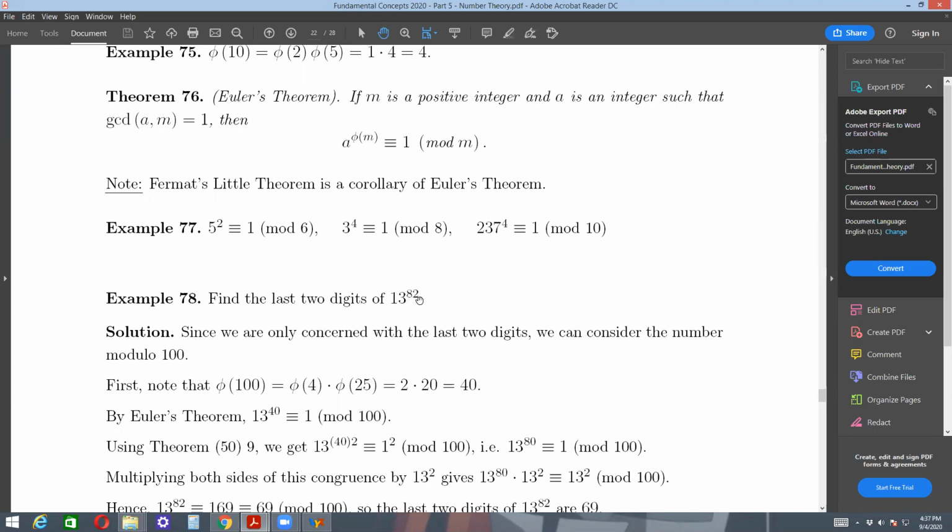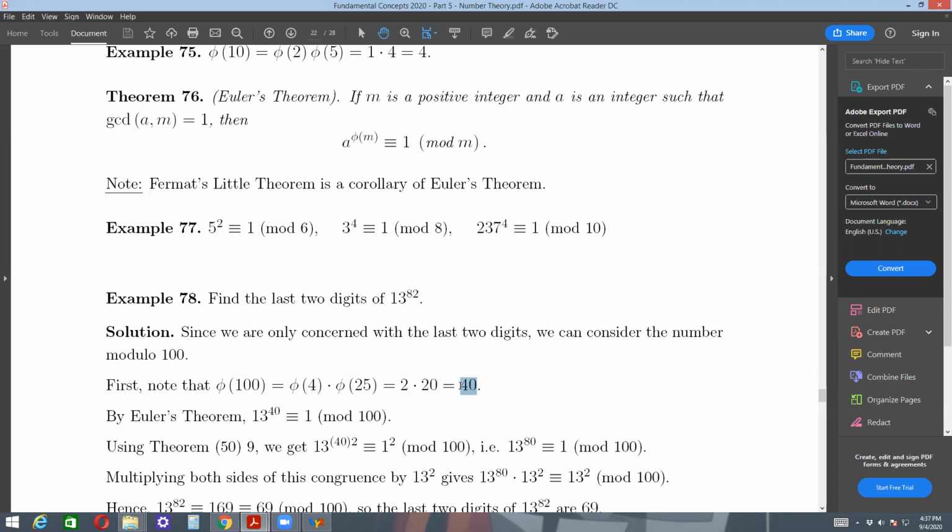So, first of all, if you want to use Euler's theorem to get the last 2 digits, you're going to need to know what phi of 100 is, because you need to consider mod 100. So phi of 100 is phi of 4 times phi of 25. These you could work out. Phi of 4 you can calculate manually. Phi of 25, you could do it manually, or you could use the formula. This is the same as 25 minus 5, 5 squared minus 5 to the power 1. So you get 20.